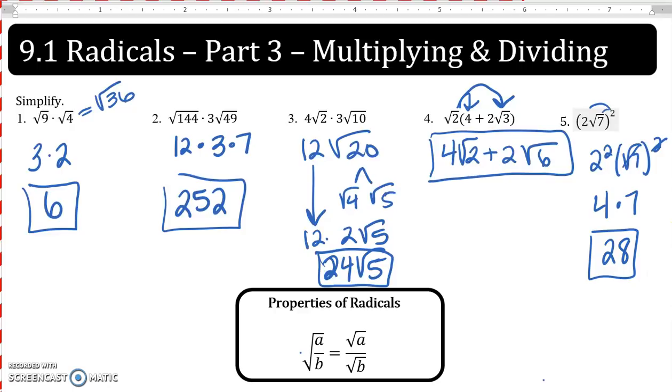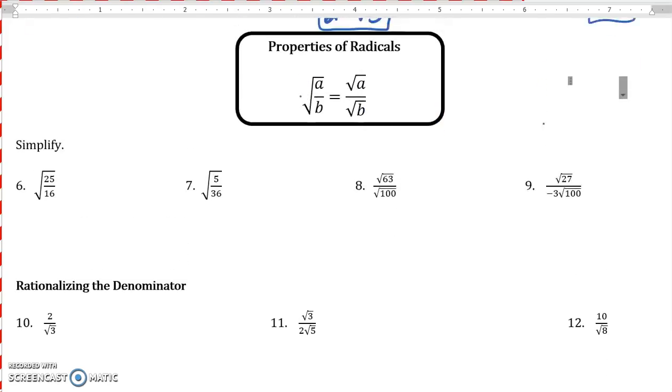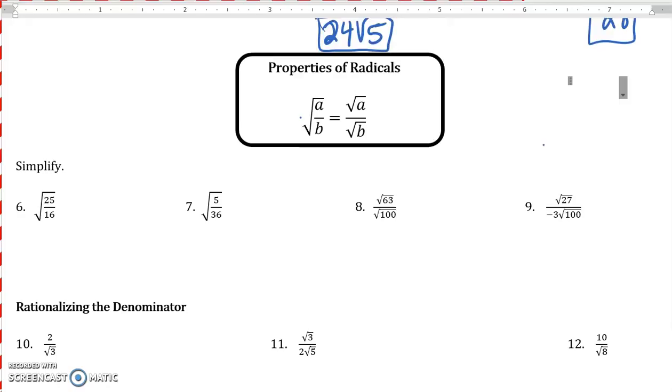Now, the last property in section 9.1 is your properties of multiplication. So when you have the square root of a over b, you can separate it into the numerator and the denominator. So this is super helpful when your numerator and your denominator are perfect squares, but they're stuck under one radical. So for example, number 6, the square root of 25 over 16, you can split it the square root of 25 over the square root of 16, and then you can get 5/4 pretty easily.